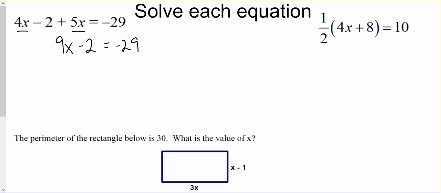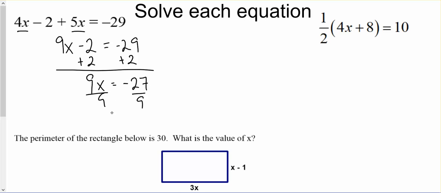We ask ourselves what's happening to our variable. Our variable is being multiplied by 9 and subtracted by 2. We're going to work backwards through our order of operations. So we're going to add 2 to both sides. We get 9x equals negative 27. Divide by 9, and x equals negative 3.